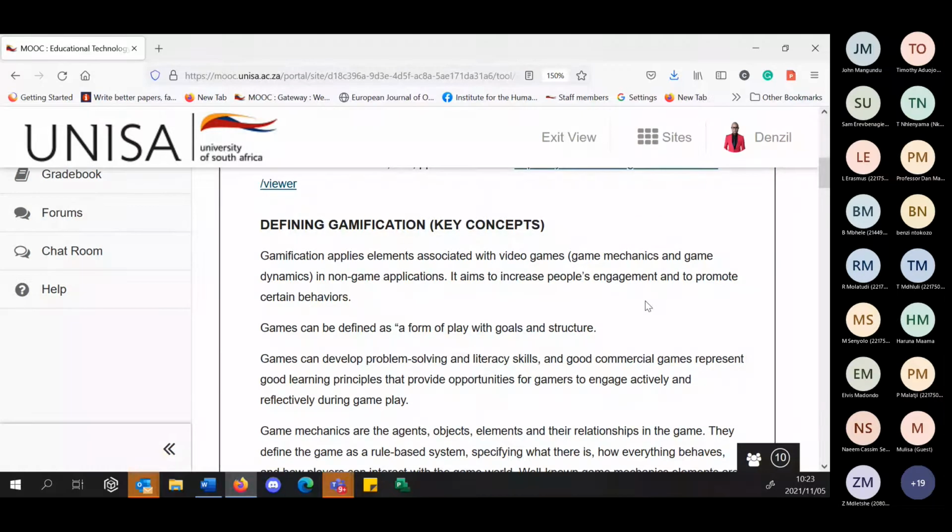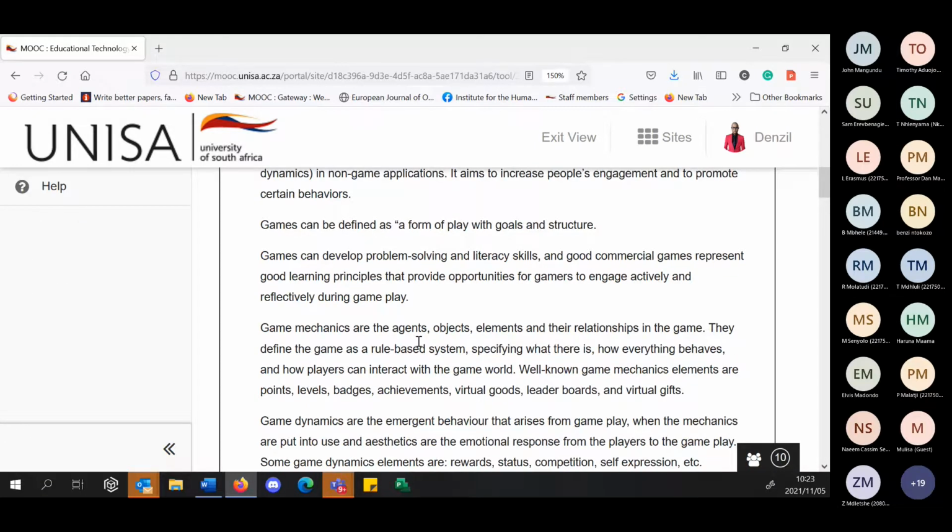And the same thing works with us in higher education. How can we bring those kinds of concepts into a learning space to encourage our students to start thinking more strategically about how learning can take place in a collaborative, competitive, participatory environment, more specifically? Games can be defined as a form of play with goals and structure, right? Games can also develop problem solving and literacy skills, and good commercial games represent good learning principles that provide opportunities for gamers to engage actively and reflectively during gameplay.